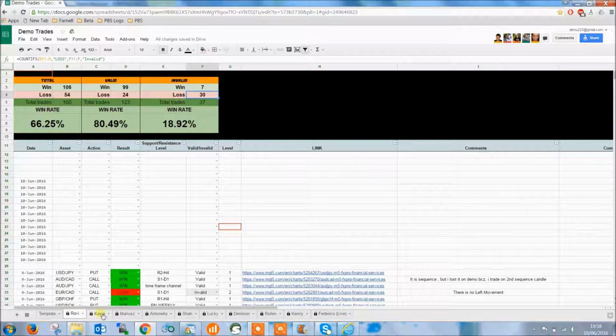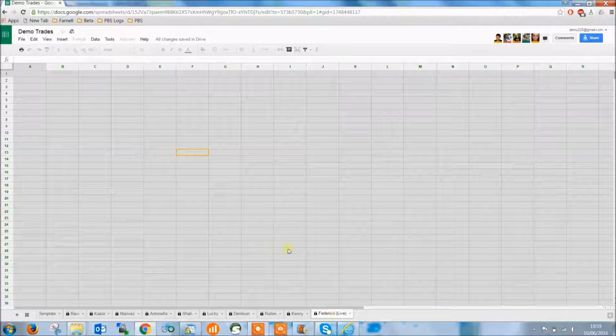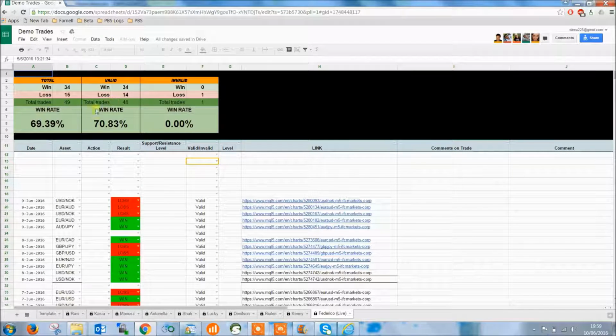So Cassia is on a 94.74% win rate out of 19 trades she took. She has just one loss, and 94.74%. And likewise, every other member is doing very well. And Federico is live, and let's see what his is. So his win rate is 70.83% at the moment. So that's how it is.